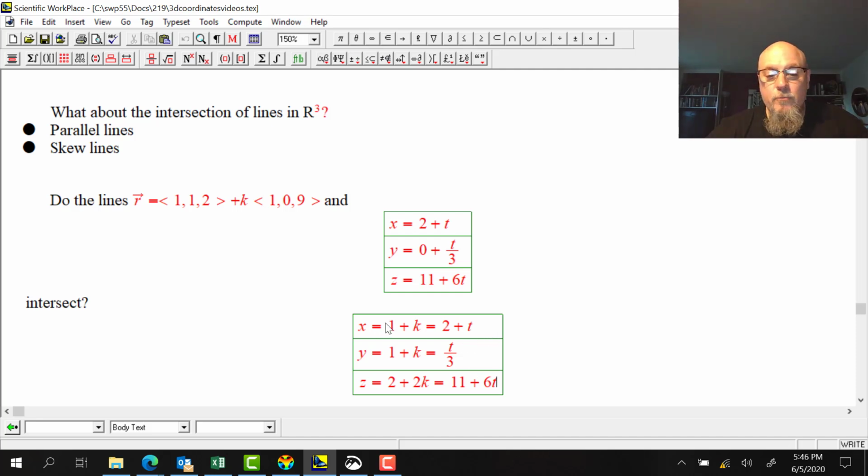Now I've got 3 equations, 2 unknowns. I got more equations than I need. So if I can find a t-k pair that solves all 3 equations, then the lines intersect. If I can't, if it's impossible, then there's skew lines. All right, let's solve these first equations.